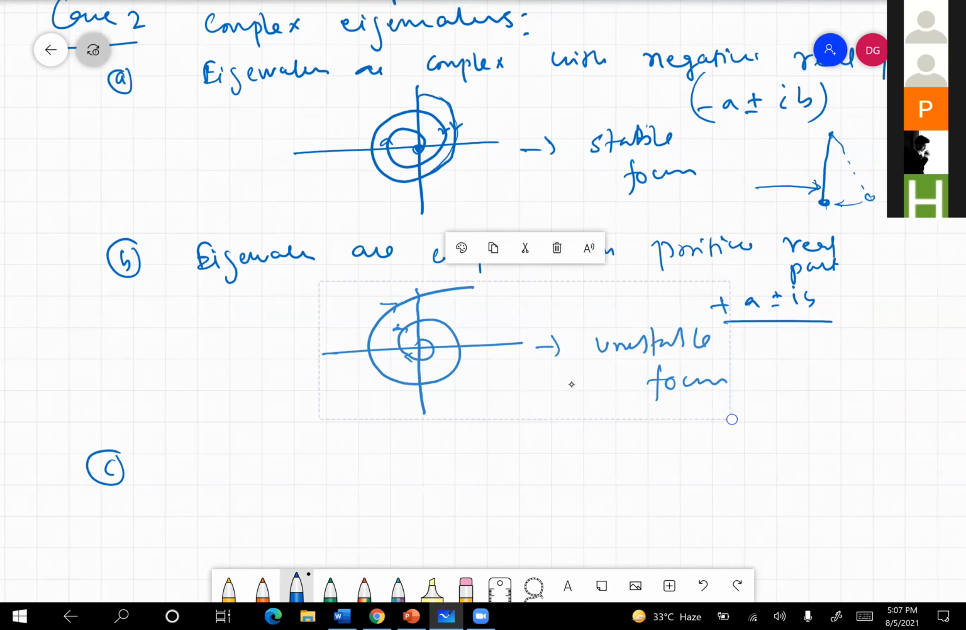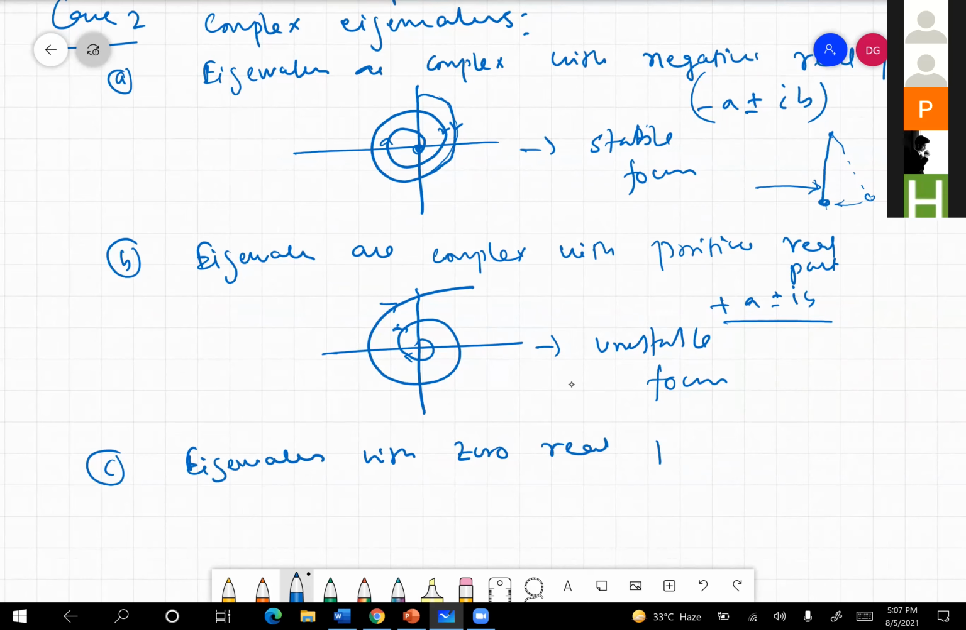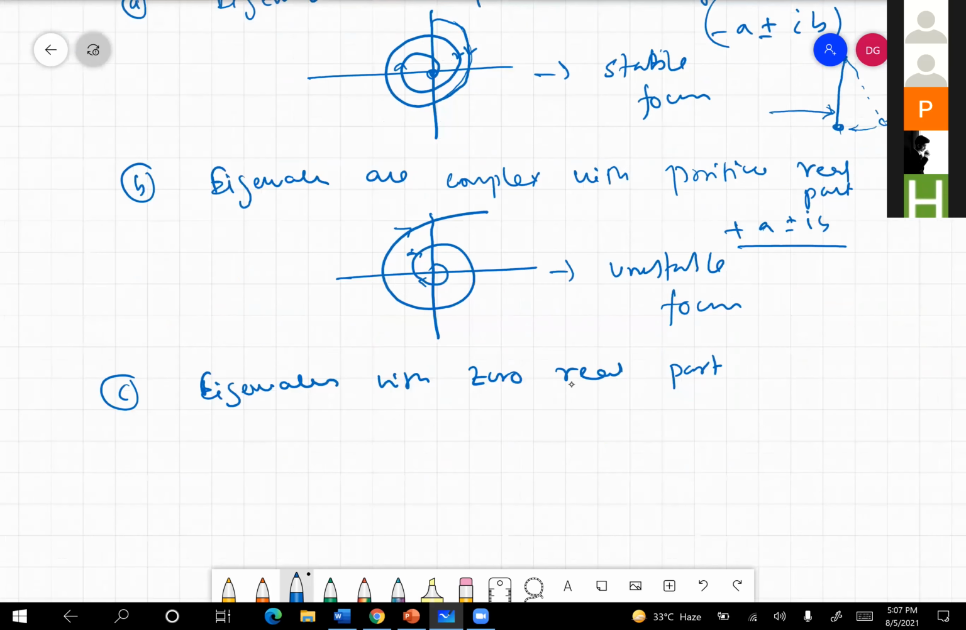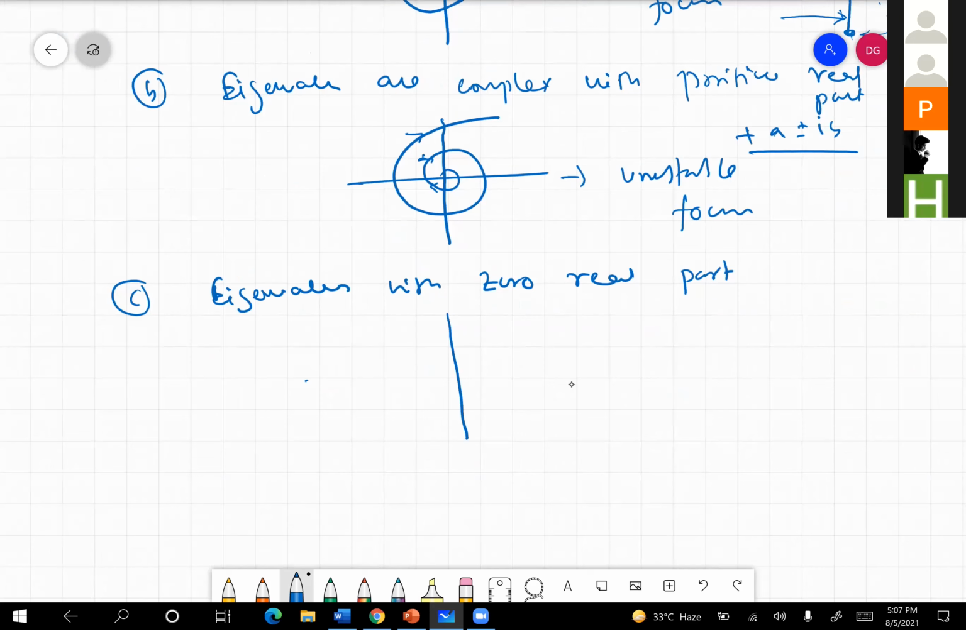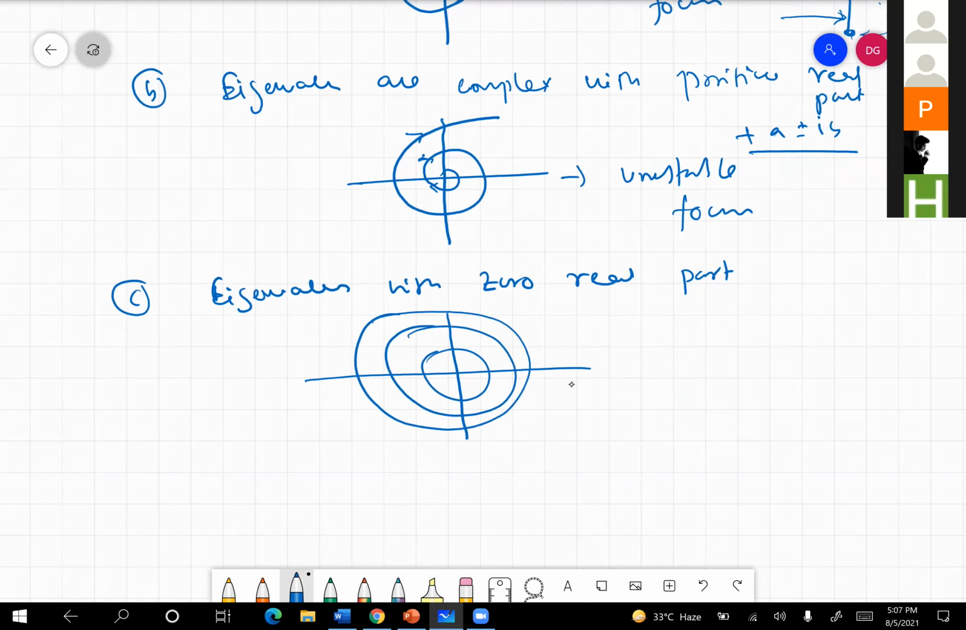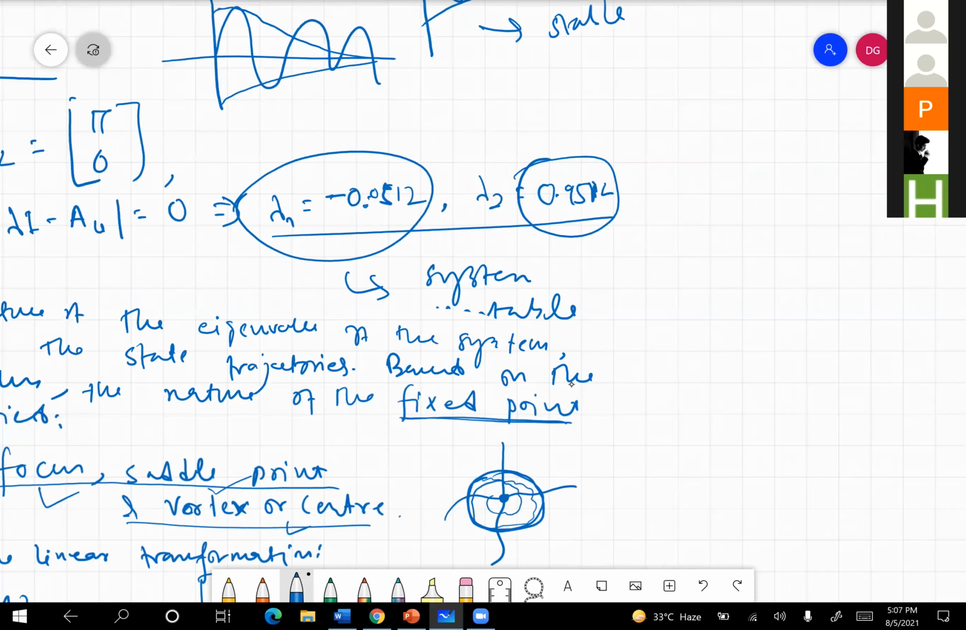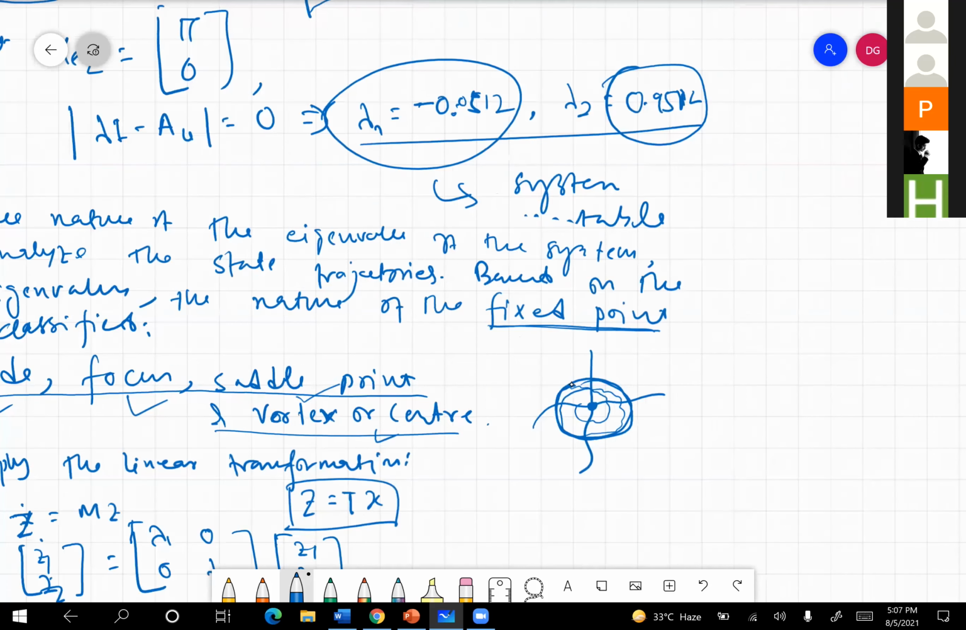Now I will look at the system with eigenvalues with zero real part. In this case, the phase portrait looks like this: closed orbits. One thing, these are the plots of x1 with respect to x2.